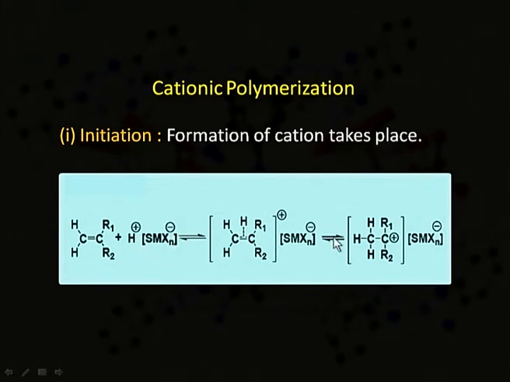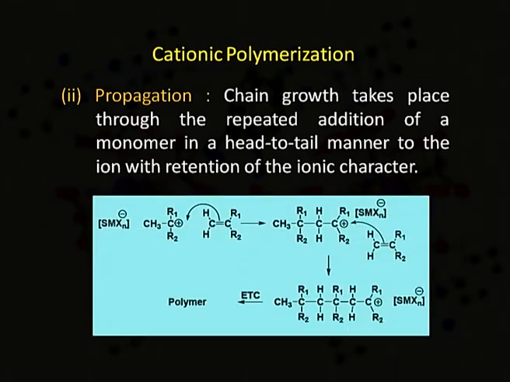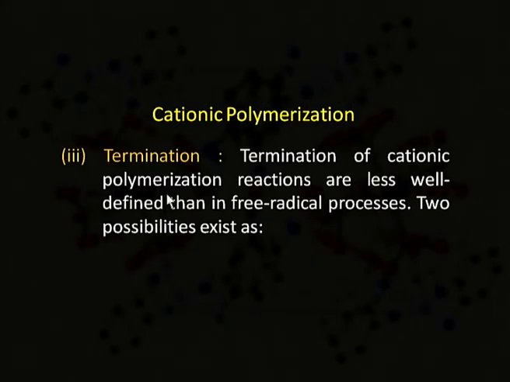In this diagram, we are seeing that movement of cation is going on, and finally, it joined to carbon. In propagation, chain growth takes place through the repeated addition of a monomer in a head to tail manner to the ion with retention of the ionic character, which is shown in this figure. Here we are seeing that the chain growth is going on, and finally, we are getting the polymer. This is the third step, that is termination.